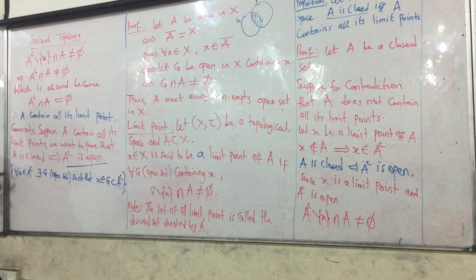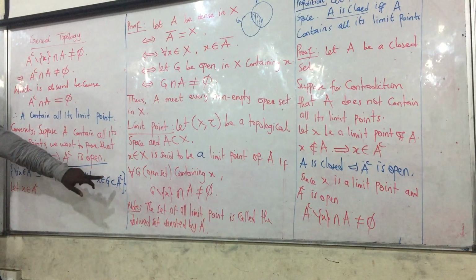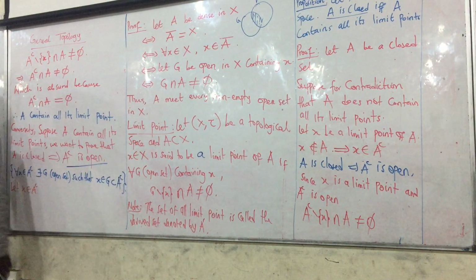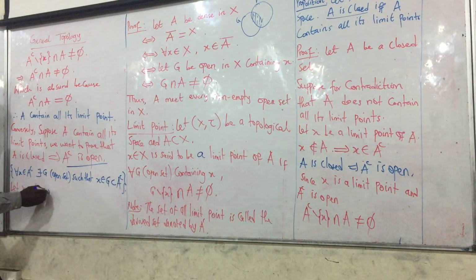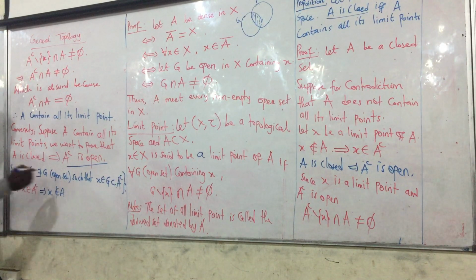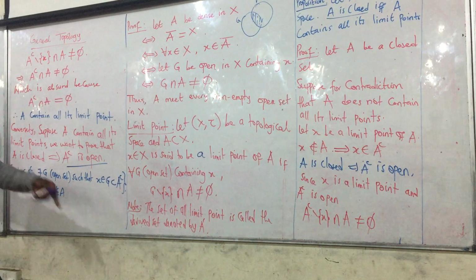So now, let S be A complement. I want to prove that I will find an open set G that will contain S, so that S should be inside G and it will be a subset of what? A complement. So if S is inside A complement, what does that mean? That means S should not be in A, since S belongs to the complement, isn't it? That means S should not be in A.